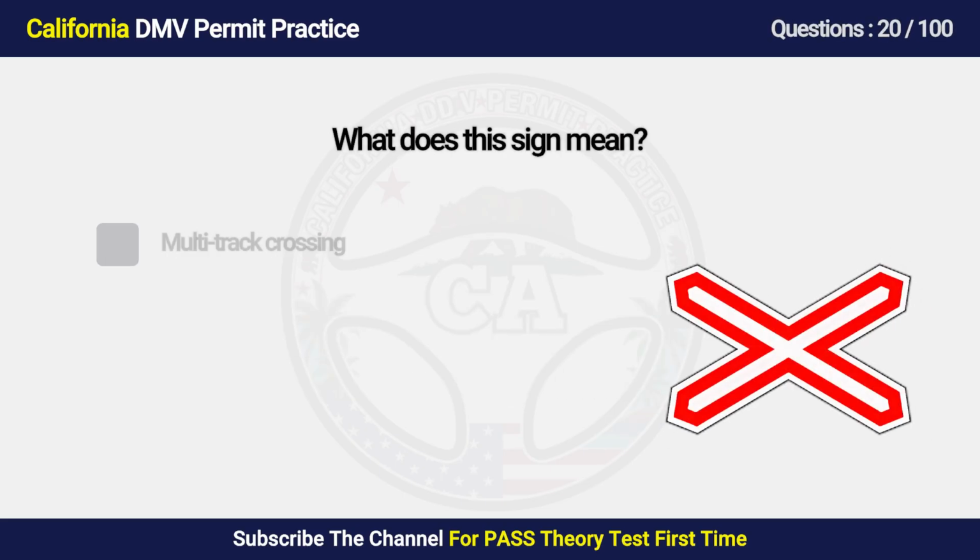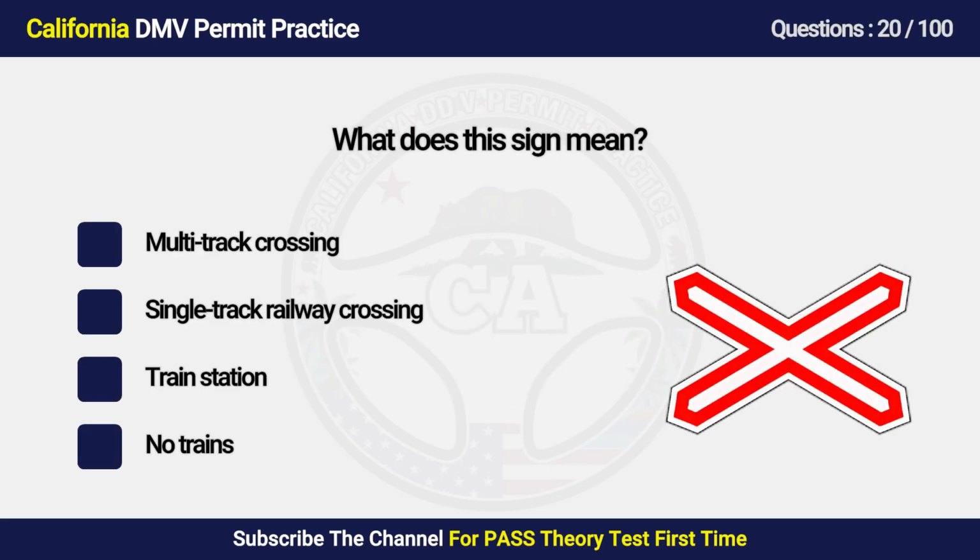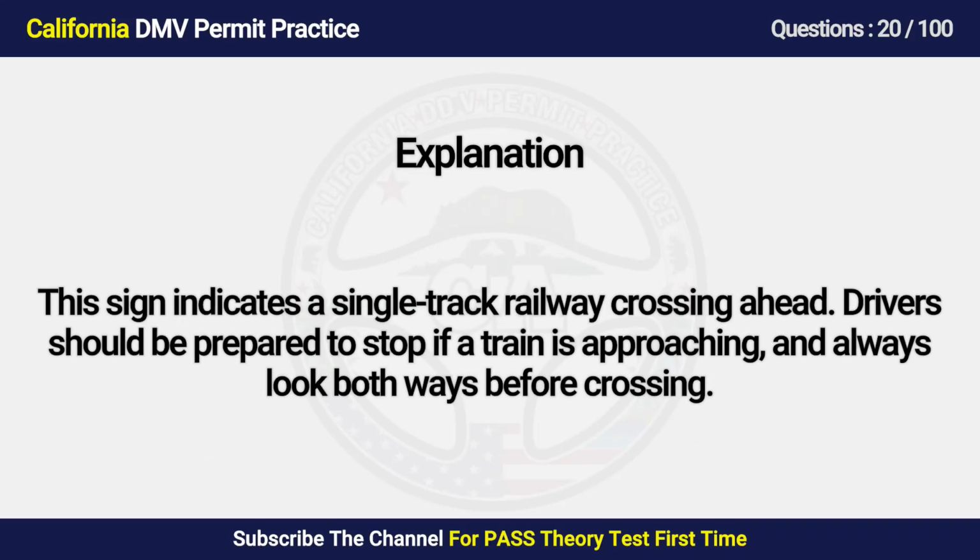Question 20. What does this sign mean? A. Crossing. B. Railway crossing. C. Train station. D. No trains. Answer is B. Railway crossing. This sign indicates a railway crossing ahead. Drivers should be prepared to stop if a train is approaching and always look both ways before crossing.